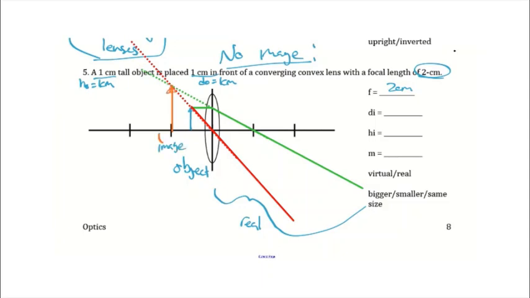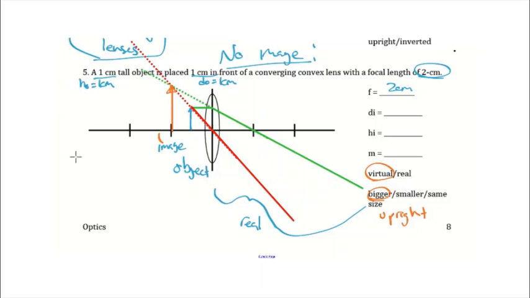So right away you can see this time that our object is upright and it's bigger, and it's not on the real side, so we know that it is virtual, bigger, and upright. And so we'll just verify that with the math.